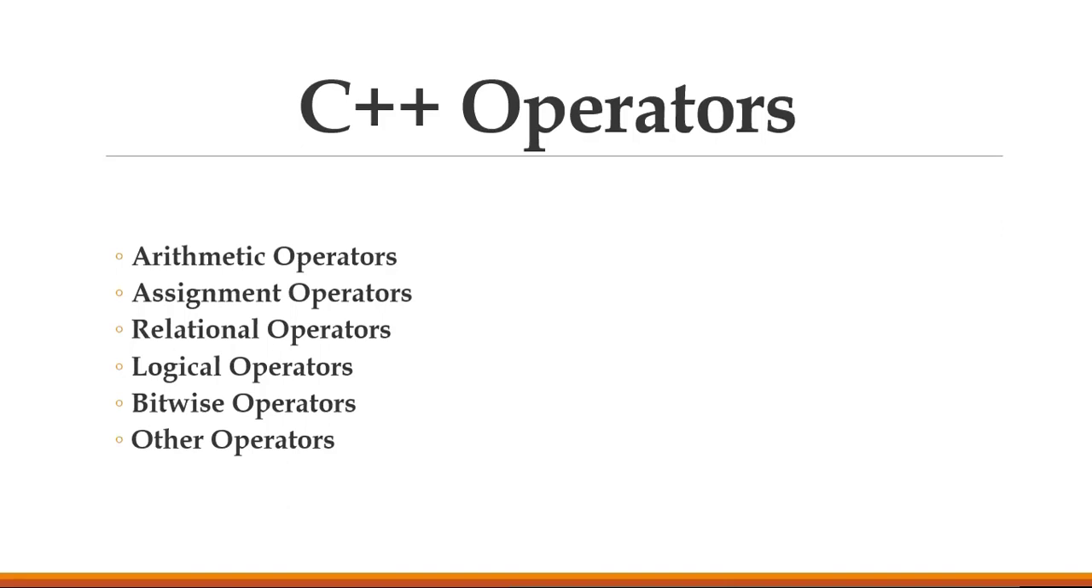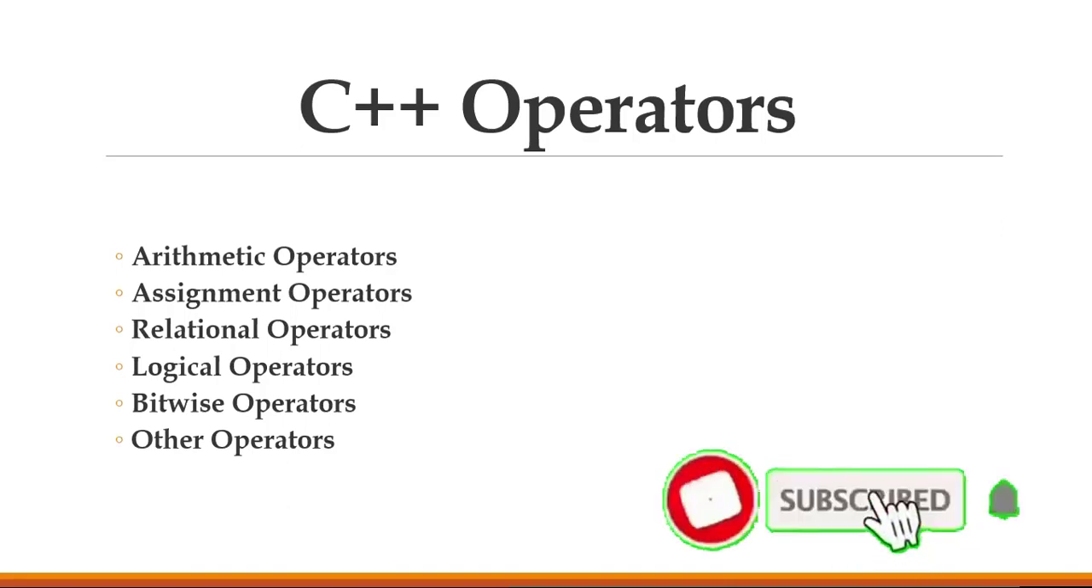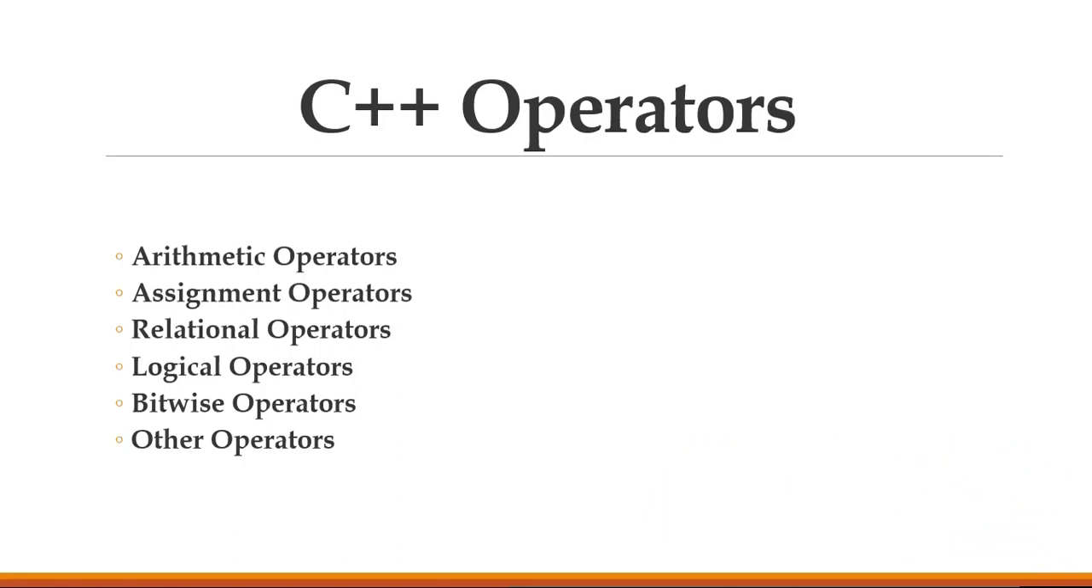In this tutorial, we will learn about the different types of operators in C++ with the help of examples. In programming, an operator is a symbol that operates on a value or a variable. For example, plus is an operator that is used for addition, while minus is an operator that is used for subtraction. In C++, basically we have 6 types of operators.